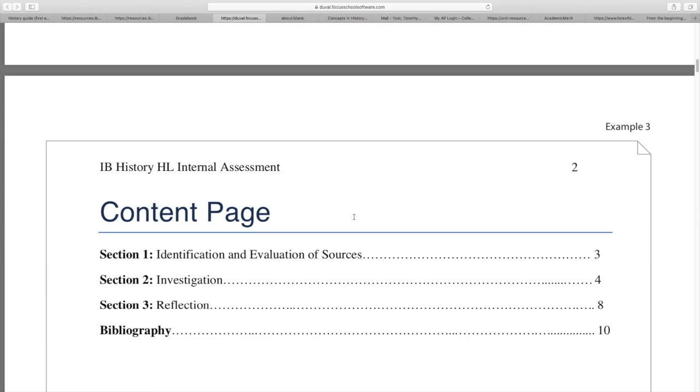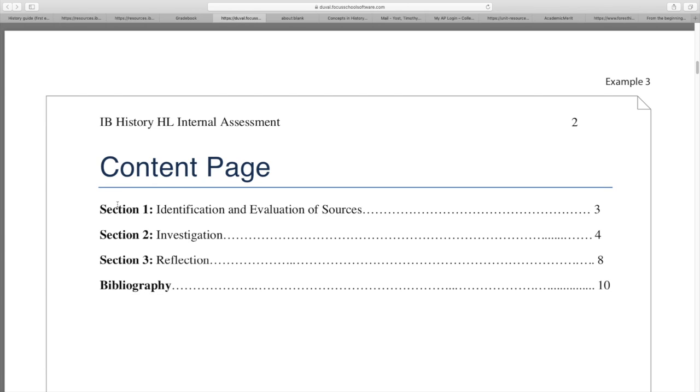And then finally, you have your table of contents. You have to have 3 sections. Section 1, identification and evaluation of sources. That is where you look at 2 of your sources and evaluate them as far as OPVCL is concerned. One thing that many of you are not doing in your evaluation of sources is talking about how these sources have helped you in your investigation as well.